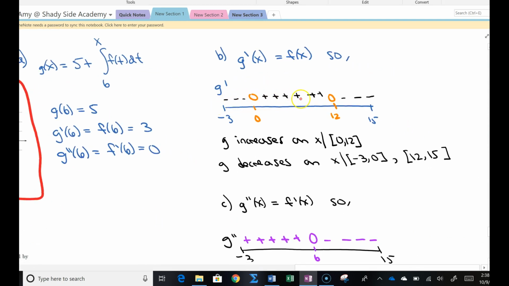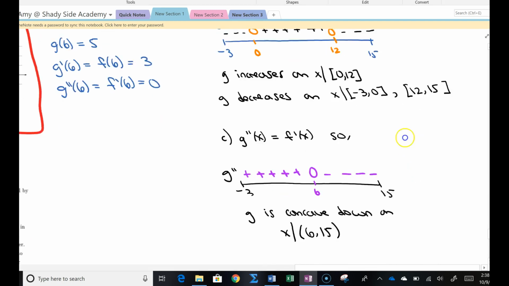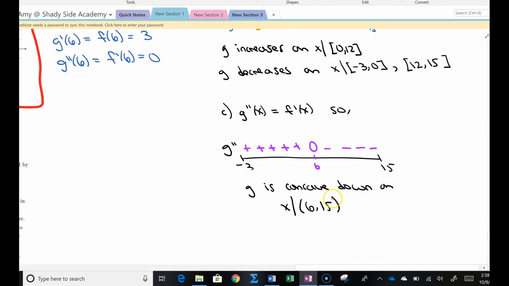Here's part B, g prime equals f. So here is the sign analysis for g prime. Here is where g increases and decreases. I think the question only asked for decreasing. Do not forget, please, intervals of increase and decrease are inclusive by definition only. For the same reason, intervals of concavity are not inclusive just by definition.